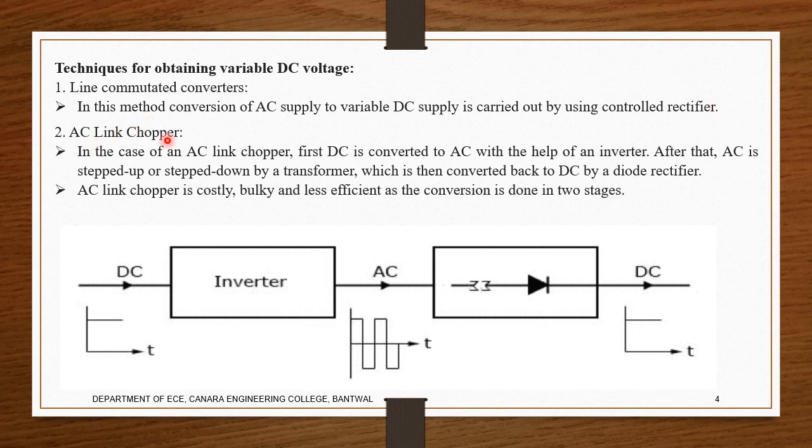Another type is the AC link chopper. In the case of an AC link chopper, first the DC is converted to AC with the help of an inverter circuit that you will be studying in detail in Module 3. After that, the AC is stepped up or stepped down by the transformer. You can see it here: DC to inverter, then it is converted to AC, then it is stepped up or stepped down by the transformer, which is converted back to DC by a diode rectifier. This is costly, a little bulky and also less efficient because it has two different stages of conversion here.